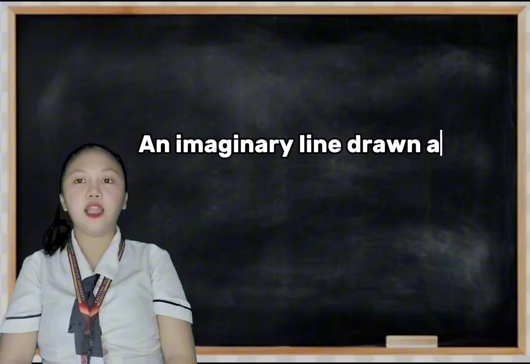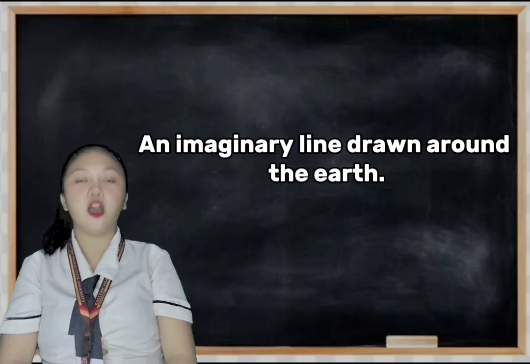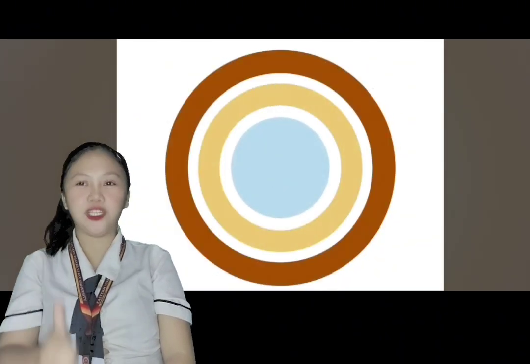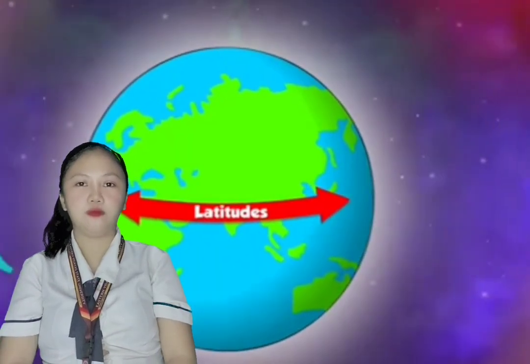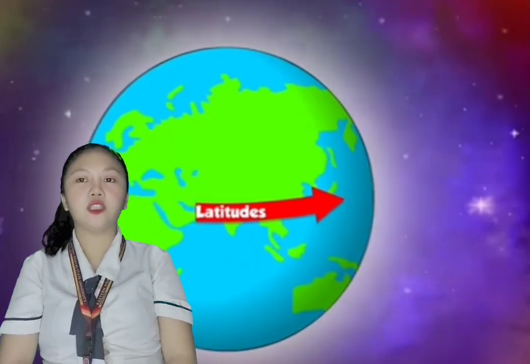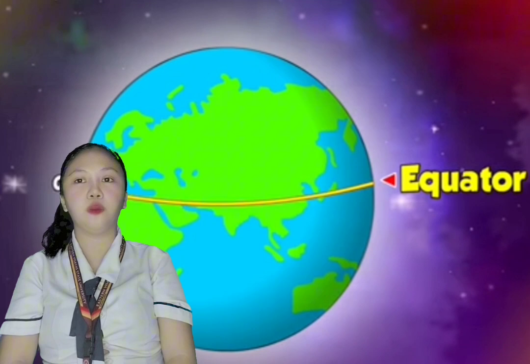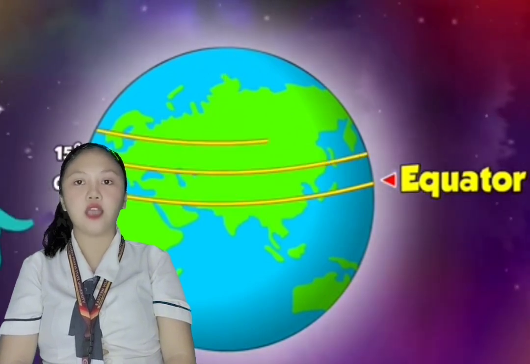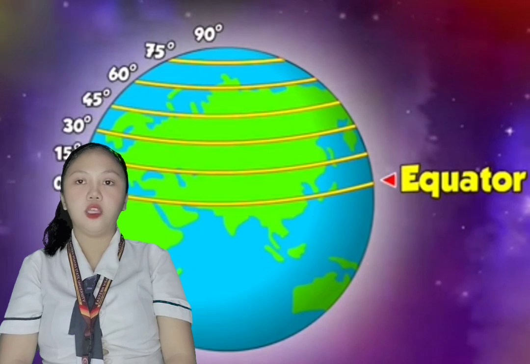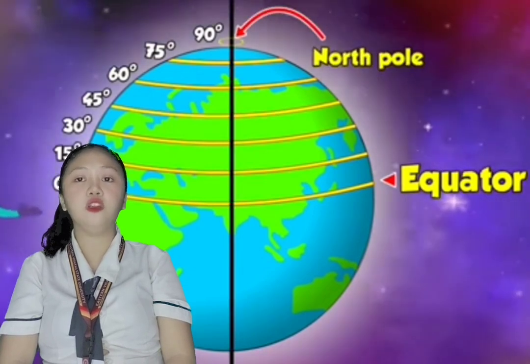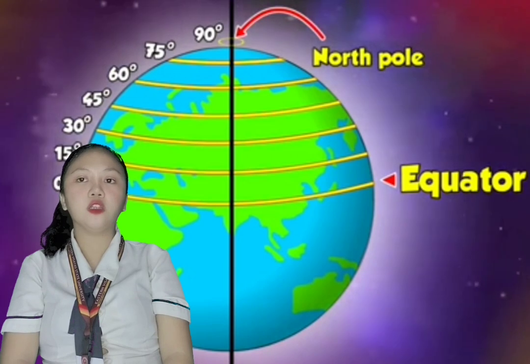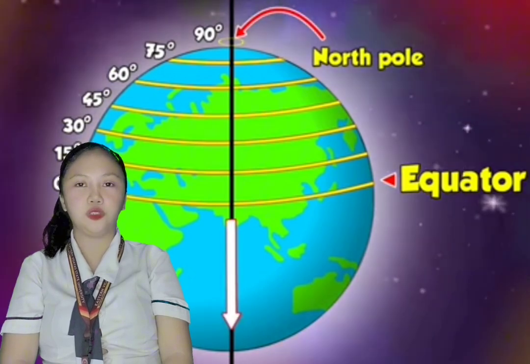An imaginary line drawn around the Earth. Yes, correct. It is equator. The equator is an imaginary line drawn around the middle of the Earth, equidistant from the north and south poles. It divides the Earth into the northern hemisphere and the southern hemisphere. The equator is at 0 degrees latitude.